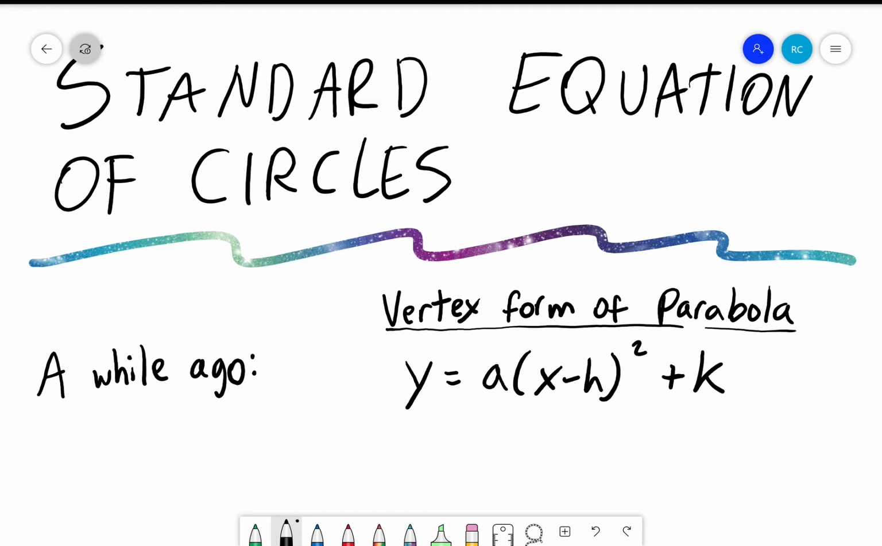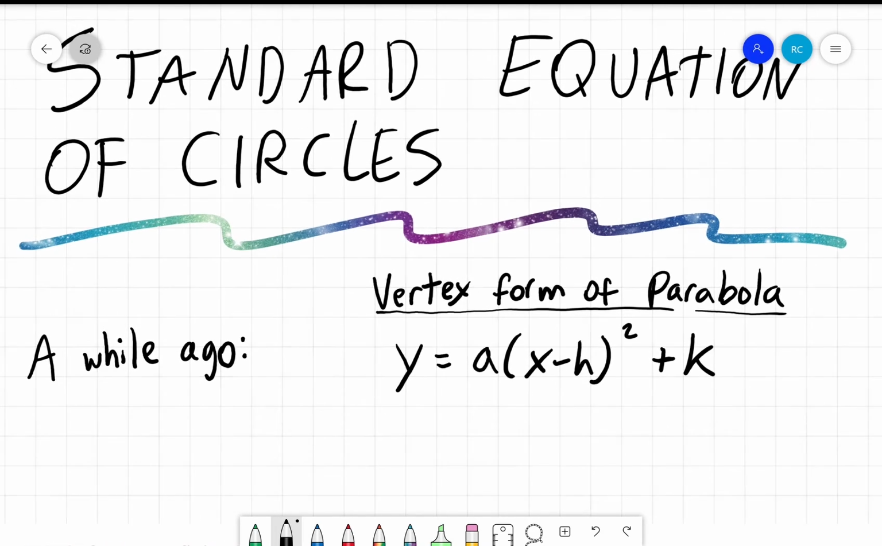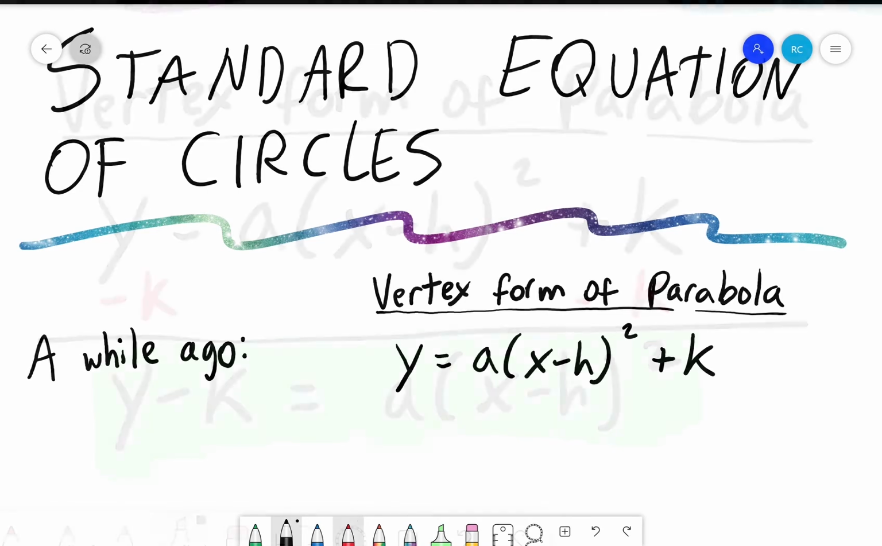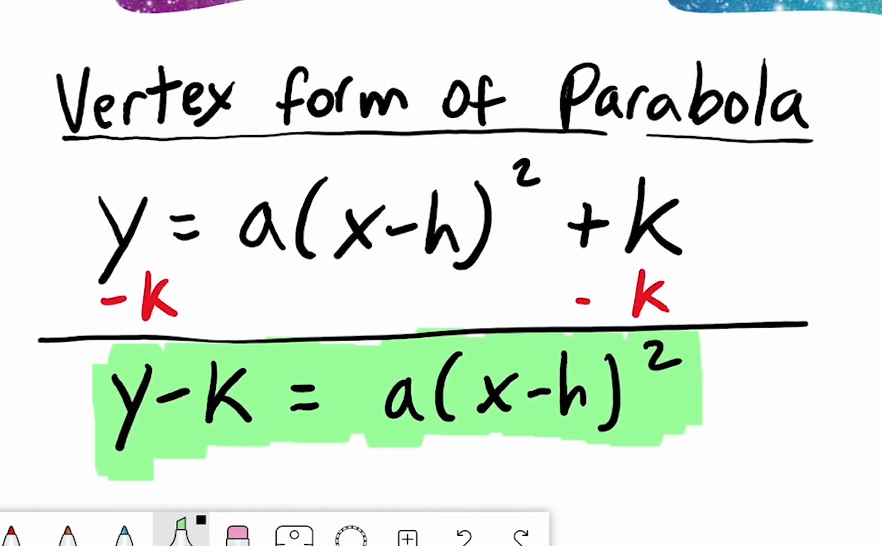This was the vertex form of a parabola that I gave you in the classroom. y equals a times (x minus h) squared plus k. At the time, I told you that you could do something that a bunch of you weren't quite understanding why you would want to. Watch carefully. By subtracting k from both sides, we create an alternate equivalent equation where both h and k are being subtracted.